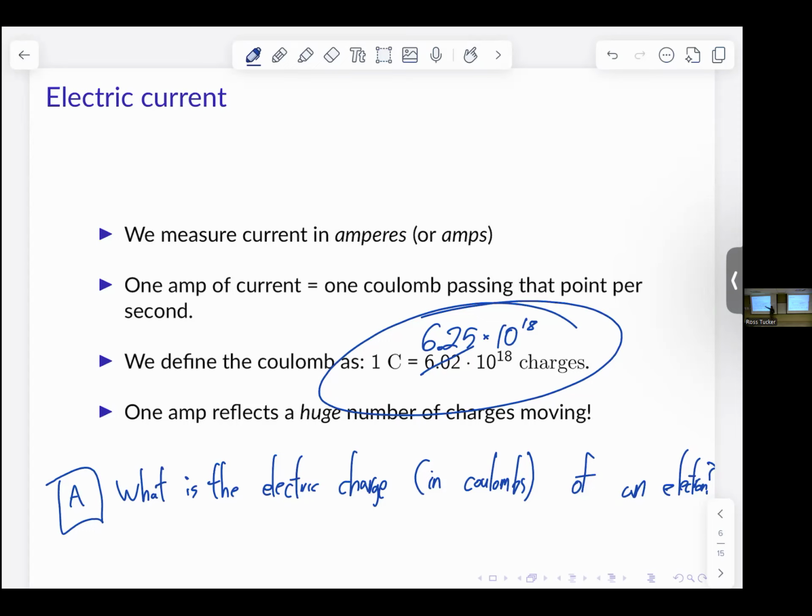30% of y'all told me that there's 6.25 times 10 to the 18 coulombs in 1 charge. That's wrong, though. Think about it. If the number were 12, it'd be common sense. 12 dozen is not the same thing as 1 egg. How much of a dozen is 1 egg? 1/12, right? If 12 eggs is 1 dozen, 1 egg is 1/12 of a dozen.